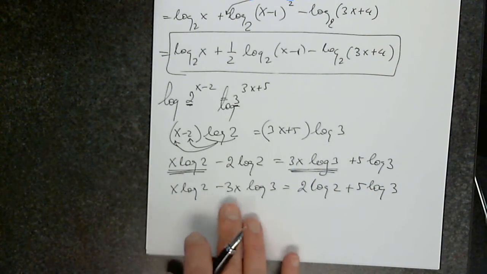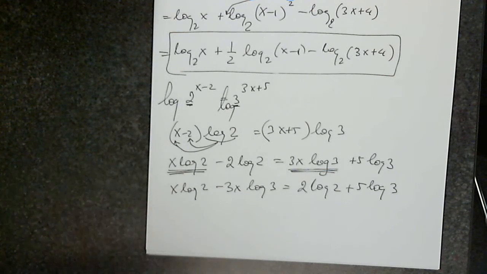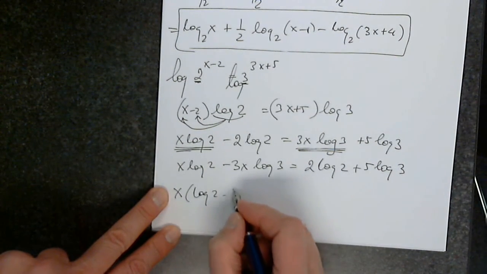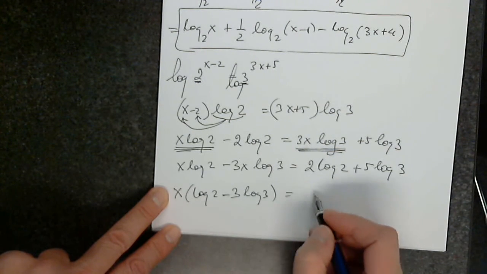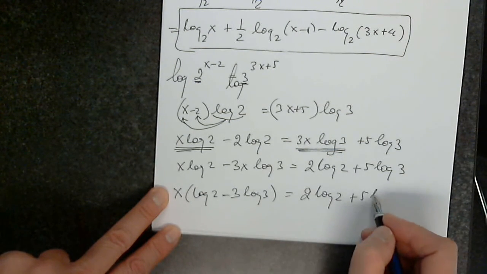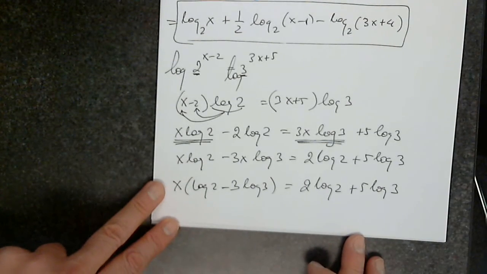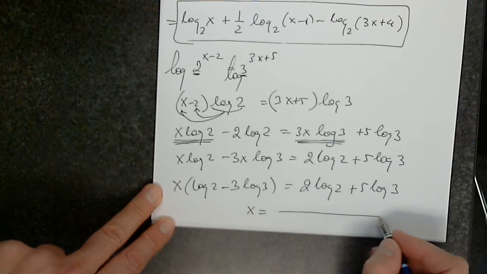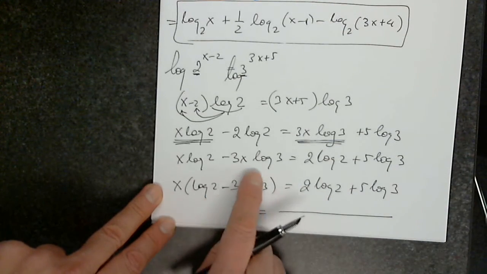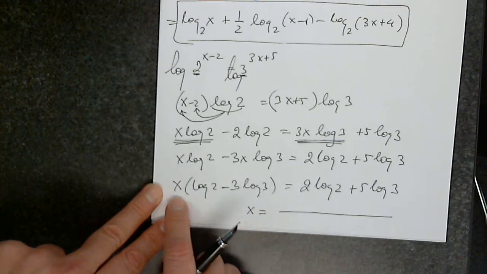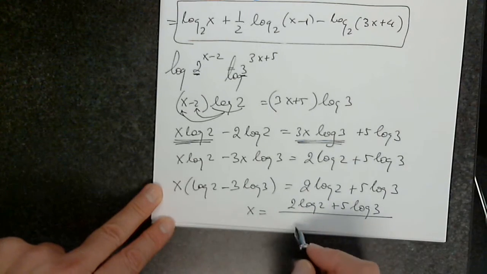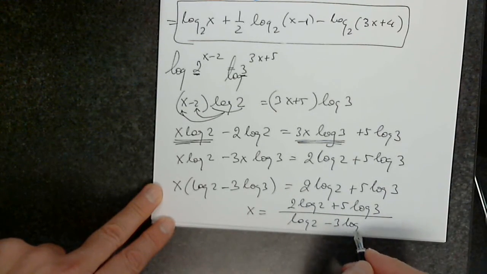But here on this side, I cannot combine them. What should I do in order to get x by itself eventually? Factor, I'll pull out the x. So I have x times log 2 minus 3 log 3 equals 2 log 2 plus 5 log 3. It's a lot of writing, but they are just numbers. So then x equals, of course I have to divide this number by the number that multiplies x. So 2 log 2 plus 5 log 3 over log 2 minus 3 log 3.